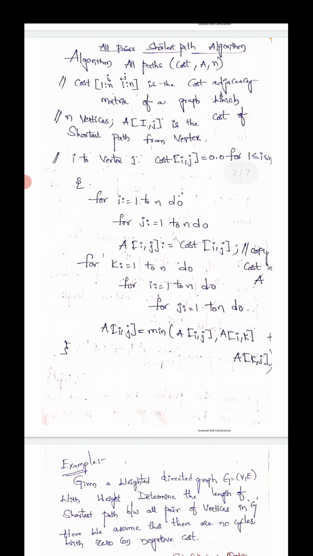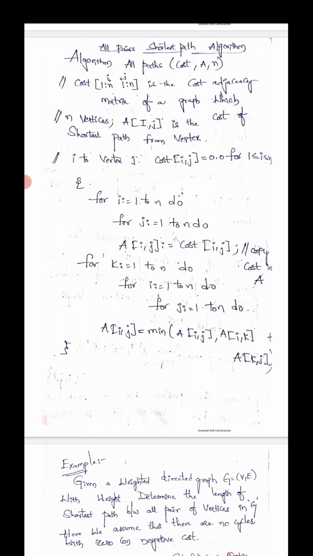This is the concept of the all pairs shortest path problem. This is the algorithm. Before going to the example, you must learn the algorithm. I have given it a name, AllPaths, with parameters cost, A, and N. Cost of I comma J, with I from 1 to N and J from 1 to N, is the cost adjacency matrix of a directed graph with N vertices.